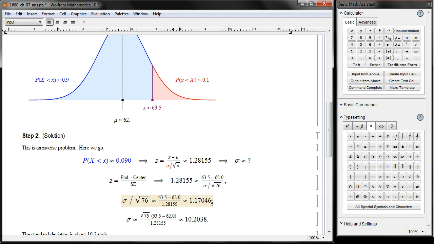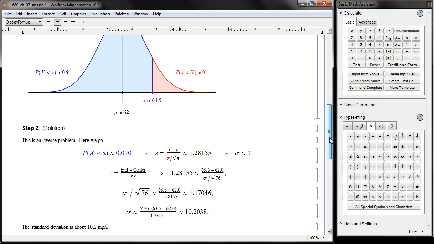I usually like to delay the computation toward the last step. So multiply this denominator out to the other side, we have this expression. Then we have a calculation of about 10.2. The detail is left to the students because this is just simple algebra. The standard deviation should be about 10.2 miles per hour. And that is the figure you should be using in the next problem.